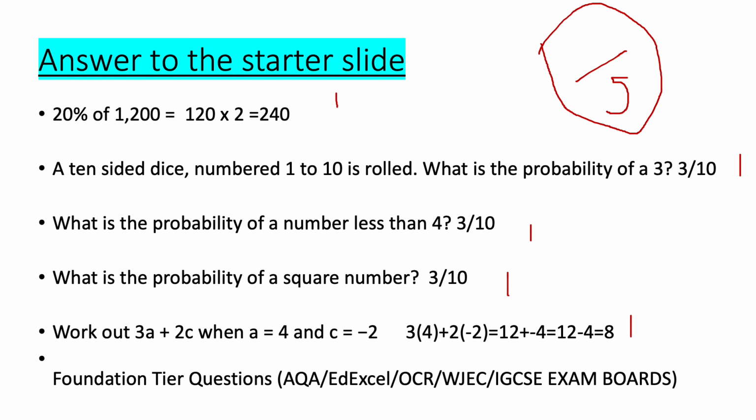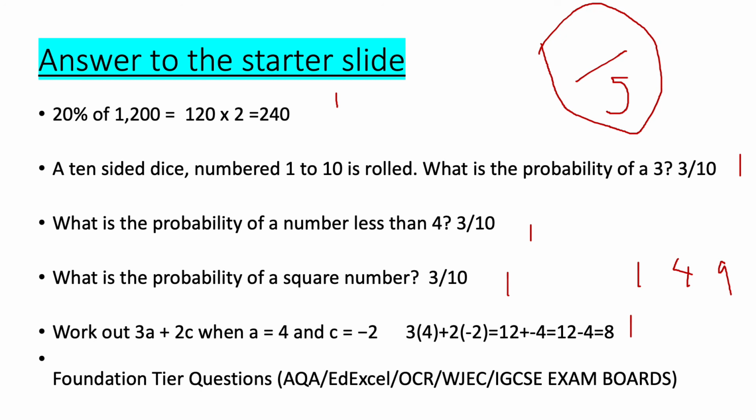Okay, so 20%, so 10% means divided by 10, which is 120, times by 2 is 240. Okay, number 2, so probability of getting a 3 on a 10-sided dice is 3 out of 10. The probability of getting a number less than 4 is 3 out of 10. So it's 3, 2, 1. Okay, so 3 out of 10. Probability of getting a square number, well, square numbers are 1, 4, 9. So it's going to be 3 out of 10 again.